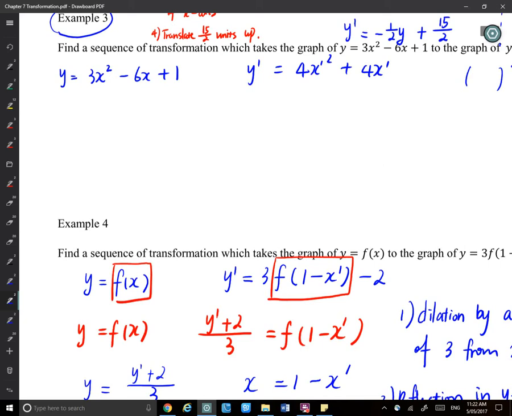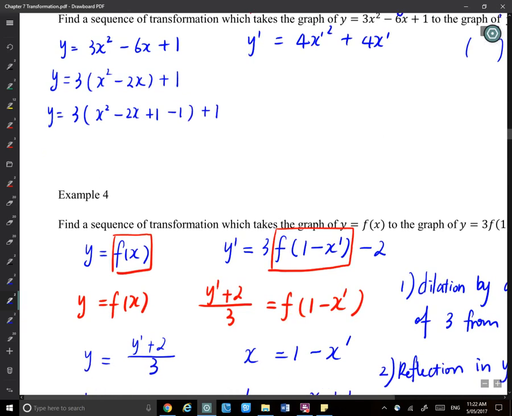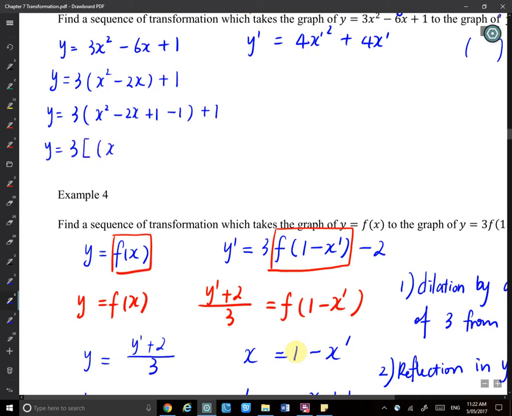If we want to find turning point form, then 3 will be a common factor: x squared minus 2x plus 1. y will equal 3 times x squared minus 2x plus 1 minus 1, and outside plus 1. y will be 3 times square bracket x minus 1 squared minus 1, and plus 1. y will equal 3 times x minus 1 squared minus 3 plus 1, which gives me minus 2.